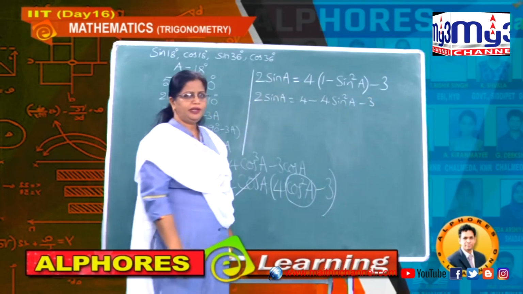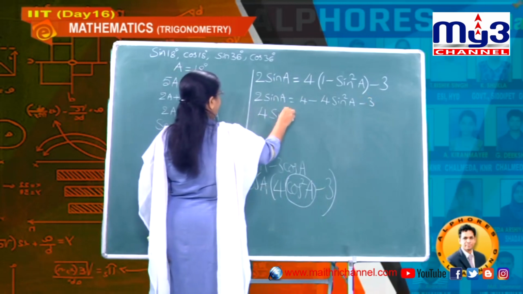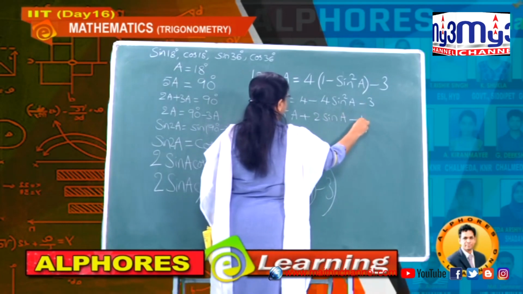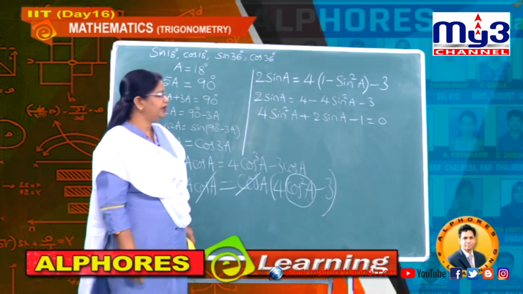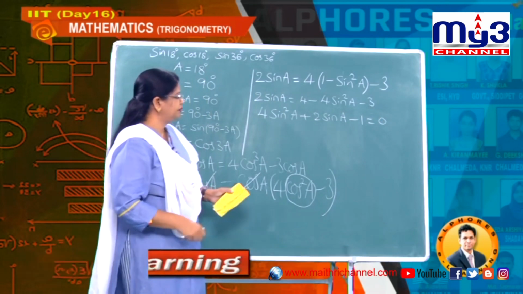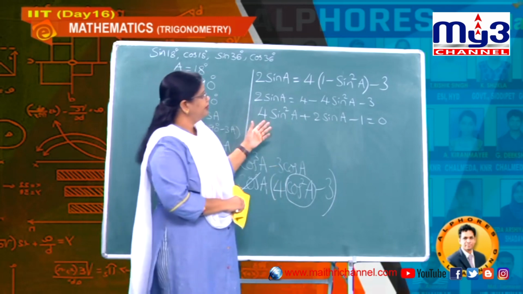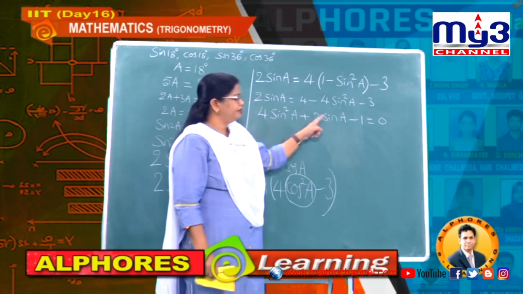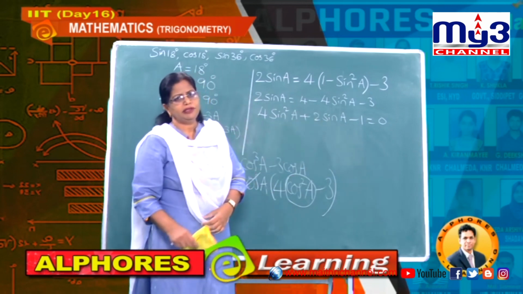Now let us arrange all the terms on one side, that is 4 sin square A plus 2 sin A minus 1 equal to 0. Understand, students? So this is the value you got, a quadratic in sine. A quadratic here will use the formula minus b plus or minus. Before writing that, let us check whether any factors are available. But here factors are not coming, therefore I am using the formula minus b plus or minus root of b square minus 4ac.